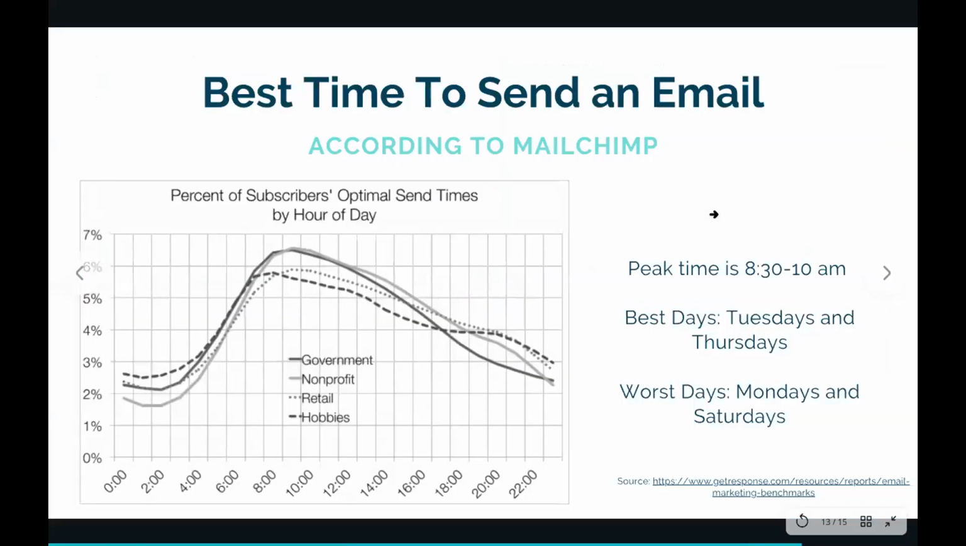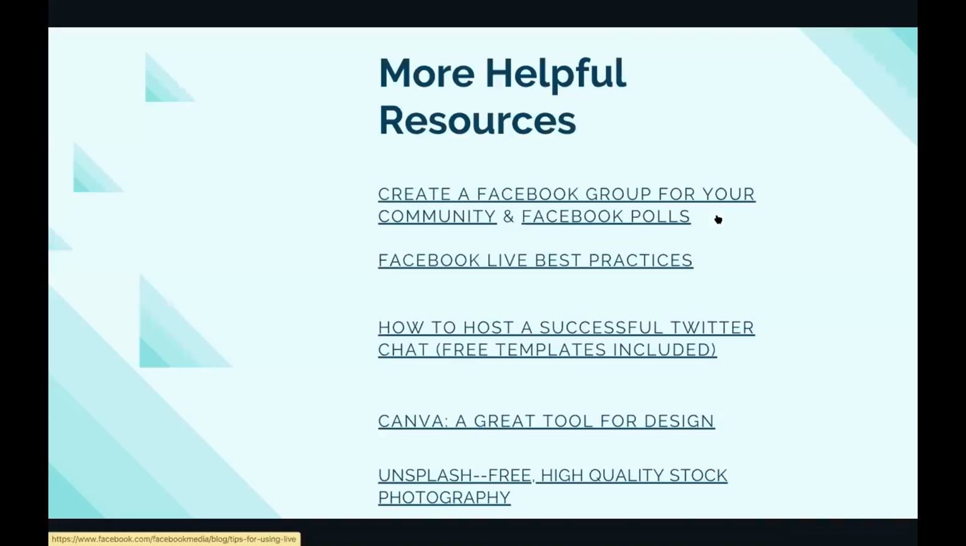If you are sending mail blasts through email, according to MailChimp, the optimal time for government emails is between 8:30 and 10 a.m. The best day is Tuesday, the second best is Thursday, and the worst days are Monday and Saturday. I found that interesting because it's always tricky to figure out when people are checking their emails.